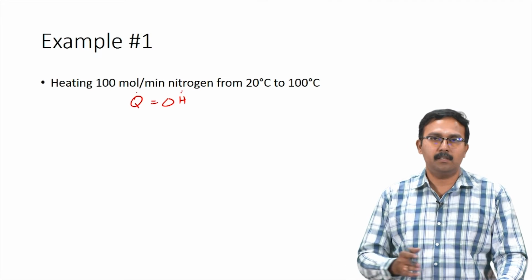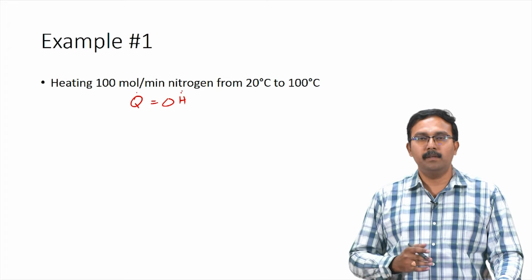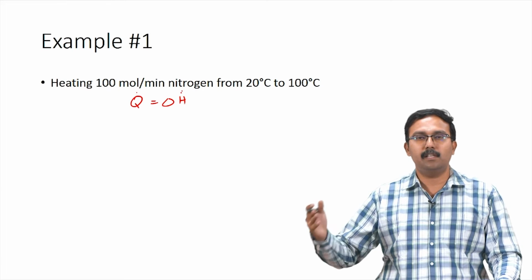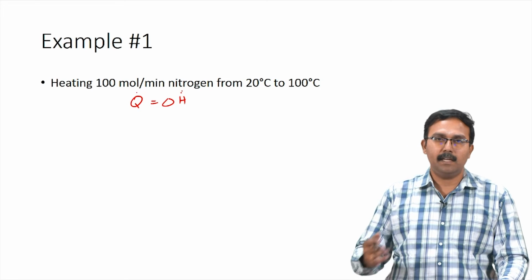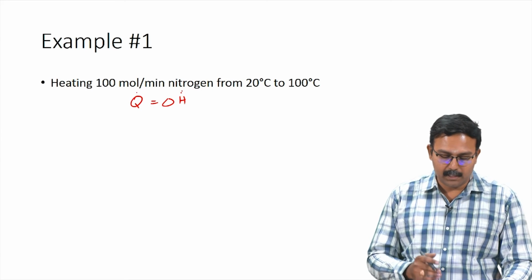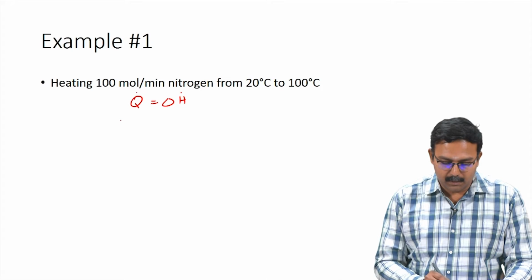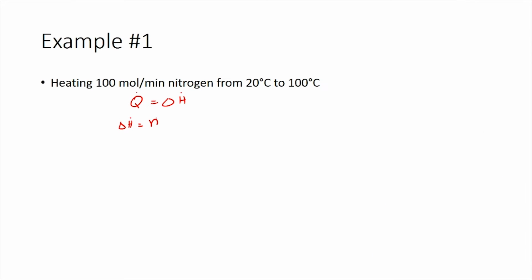Here the system does not have any moving parts, and there is no change in velocity or change in position given. So, we can assume these things and we end up with Q dot equals delta H dot. What we need to do is calculate delta H dot. Delta H dot would be equal to N dot times integral Cp dT.